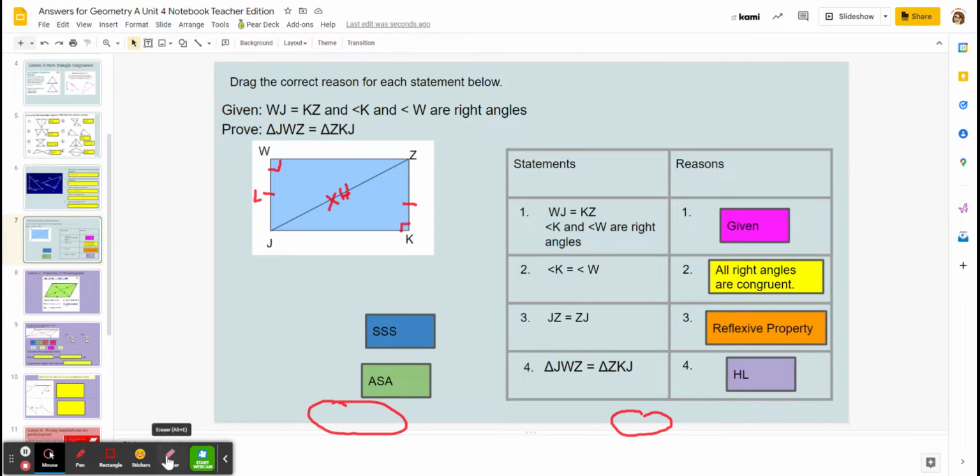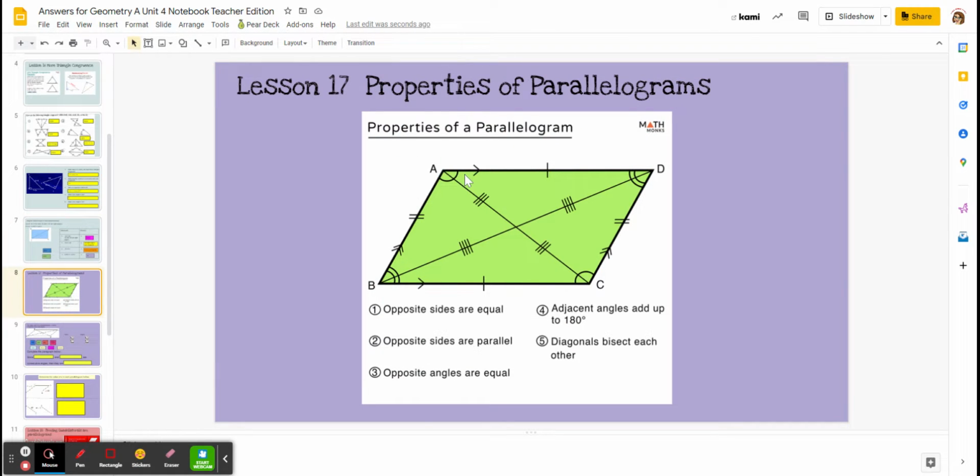All right. So let's look at the next one. Lesson 17 dealt with properties of parallelograms. And here are the properties. Opposite sides equal for parallelograms. Opposite sides are parallel. Opposite angles, A and C, are equal. B and D are equal. Adjacent angles add up to 180.